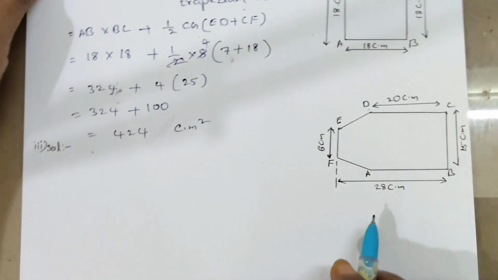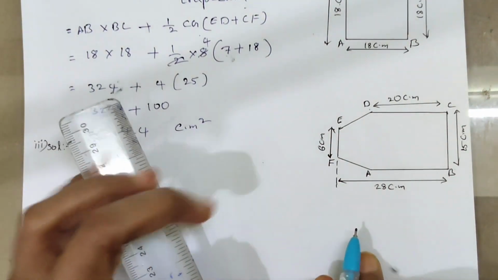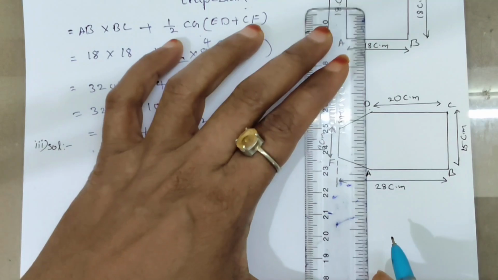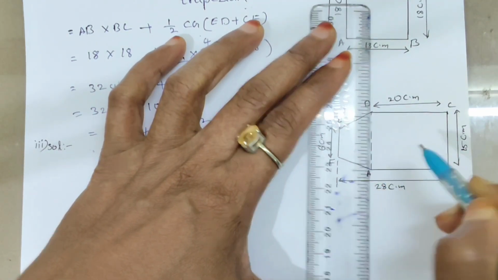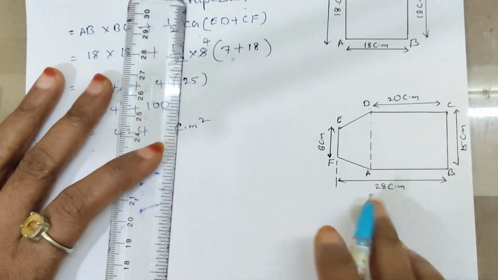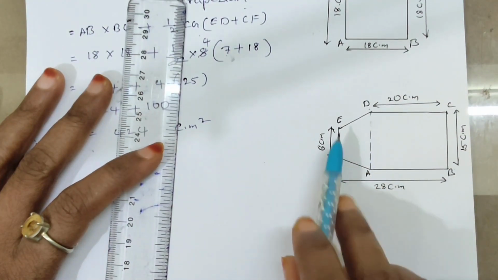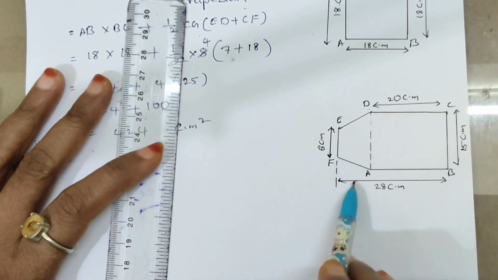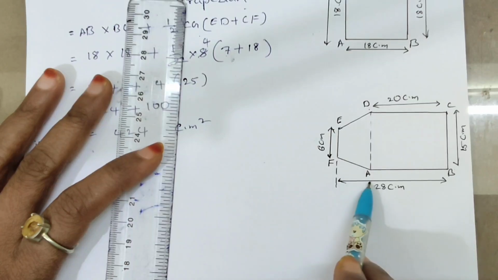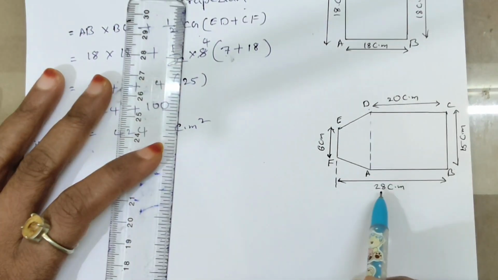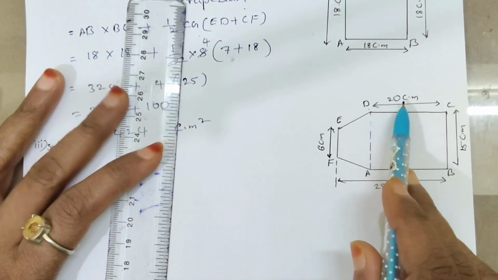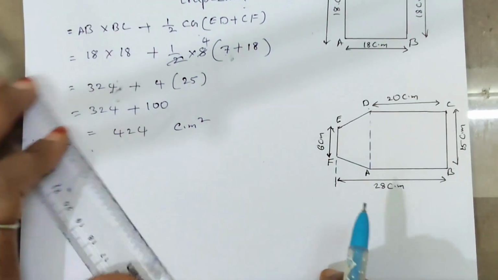Next, the third one. This is the third diagram. So now here this complete diagram we divide into two parts. We draw a line A to D. Here AFED is a trapezium. Here the height is there. Here the complete line is 28. Here 28 minus 20 is 8, which is the height.